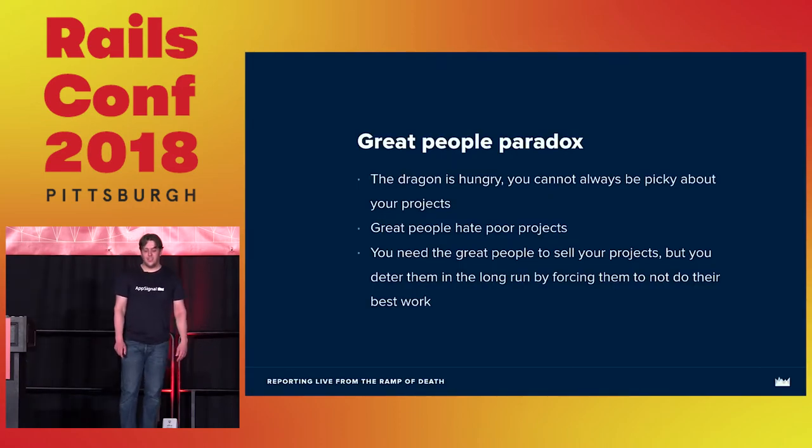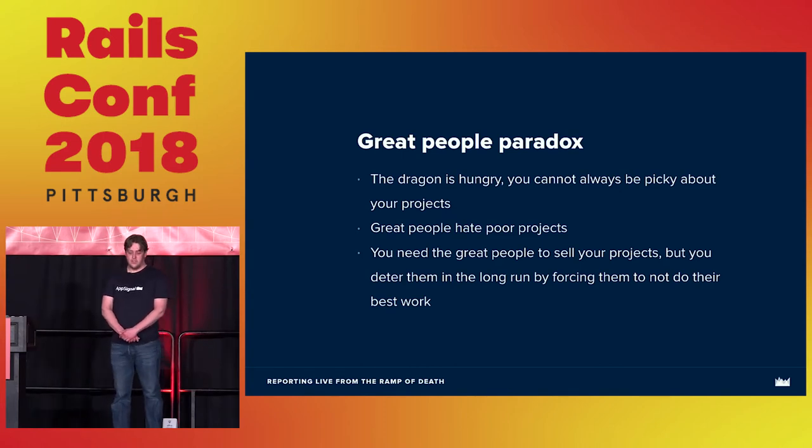And this leads to something I call the great people paradox. This dragon is hungry, you always need to feed it. And you actually sell projects to your clients based on great people you have. But then you actually need new projects all the time to be able to pay these people. So that means you sometimes are in a position where you need to take on some non-awesome jobs, and your employees will start hating you for it because they are in these inspiring projects all the time. Then they have an incentive to leave, and they can really tumble down into a situation where you have neither good customers nor employees.